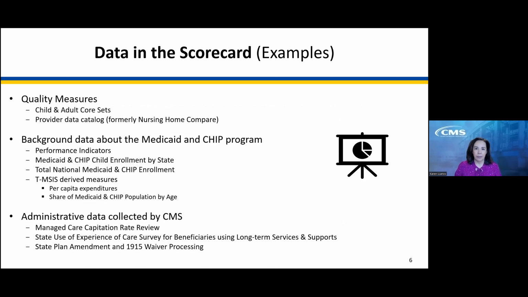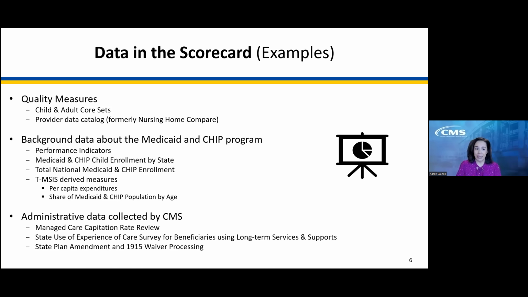And this is just a few examples for folks that aren't familiar in terms of what's in the scorecard. When we were trying to figure out what to include, we knew we could not reflect every single measure and data point that CMCS has available for Medicaid and CHIP. So we wanted to reflect at a higher level, right? What is the story that we can say about some key metrics across our program from a CMS perspective? So we pulled quality measures from the child and adult core set. We have several measures from what used to be called Nursing Home Compare, but is now called the Provider Data Catalog. We have that background section, so about the Medicaid program, so key performance indicators on enrollment and eligibility.